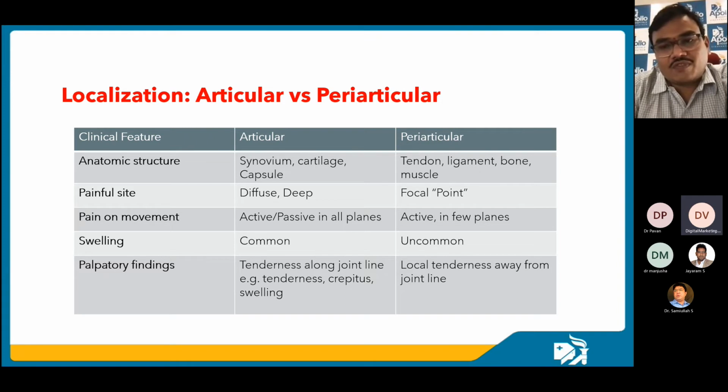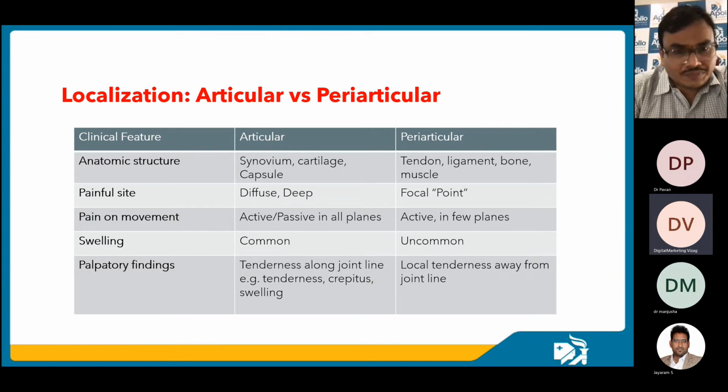For a typical example of a periarticular pain, you can imagine a frozen shoulder, where, as we know, the pathology is a bursitis or adhesions involving the rotator cuff, which is a composite of ligament and muscle. For articular, you can typically think of a knee, for example knee swelling in a case of rheumatoid arthritis.